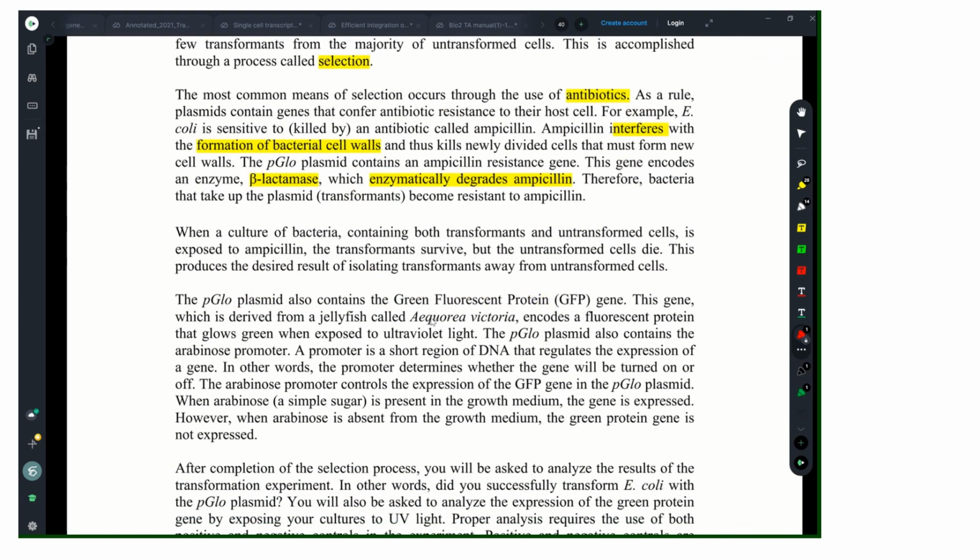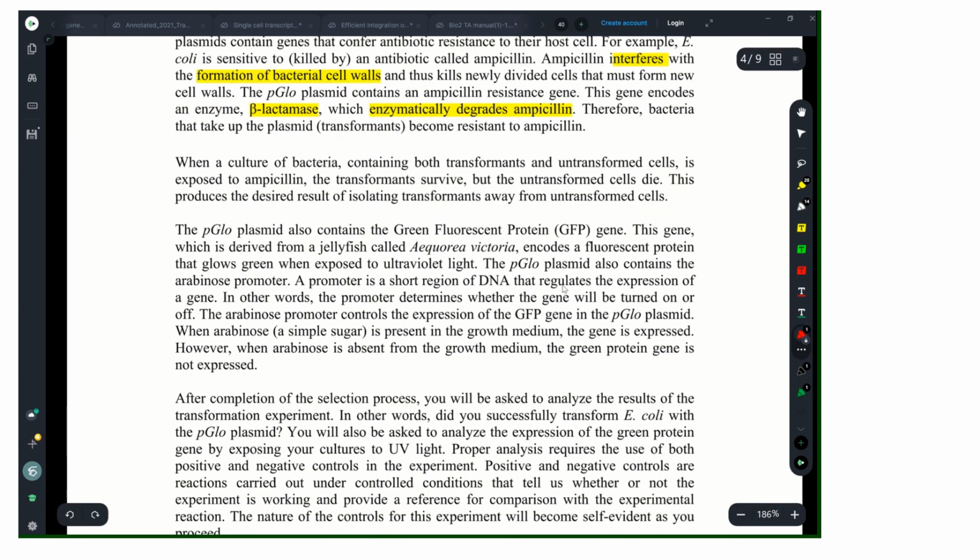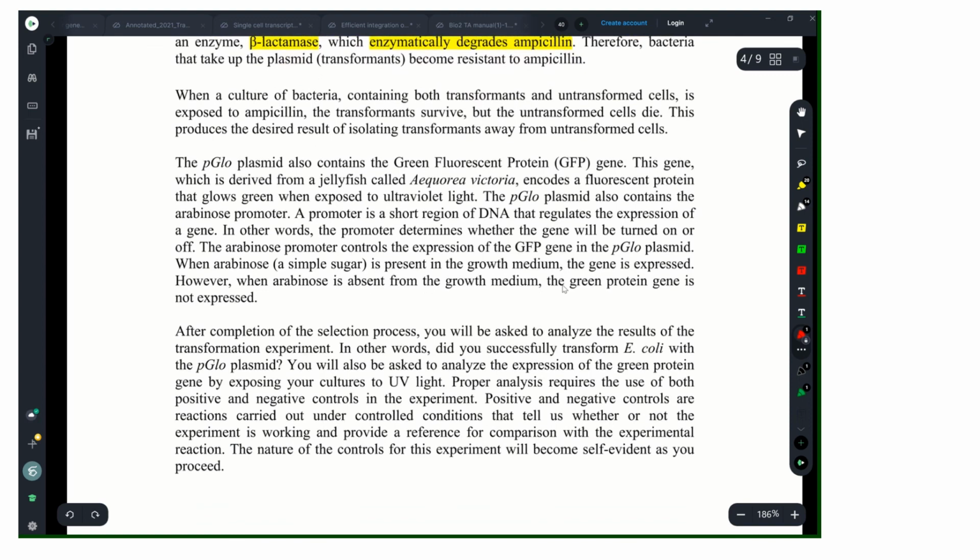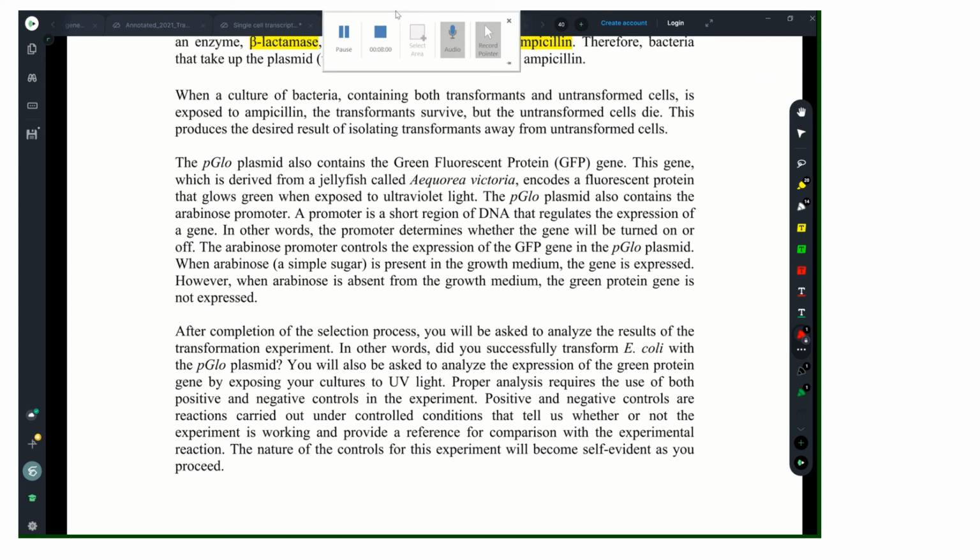Therefore, bacteria that take up the plasmid, also called transformants, become resistant to ampicillin. When a culture of bacteria containing both transformants and untransformed cells is exposed to ampicillin, the transformants will survive, but the untransformed cells die. This produces the desired result of isolating transformants away from untransformed cells.